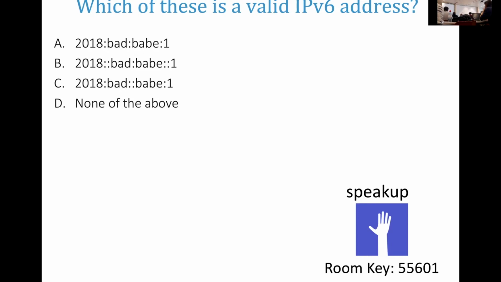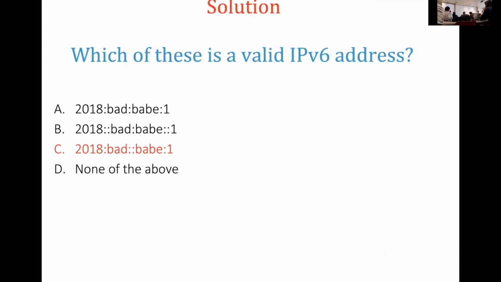Well, the majority says C is a valid answer, which is the correct answer. And let's see why. Obviously, the first one cannot be the correct answer because we said that there are 8 pieces in an IPv6 address. Here, we only have 4 pieces without any sign of compression. The second one might be a valid answer, but as I said, there are two compression rules applied here.